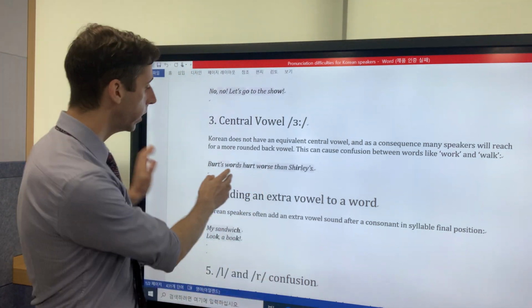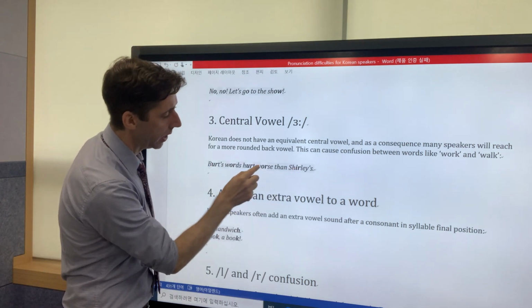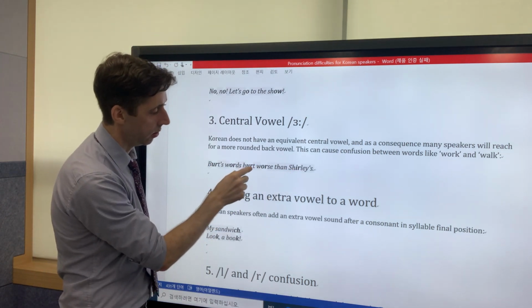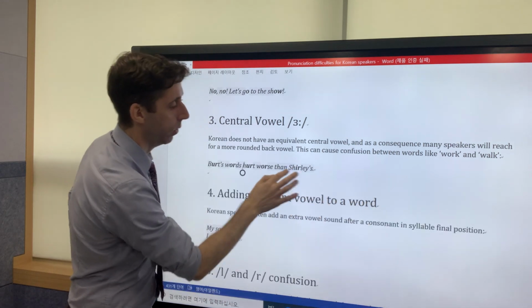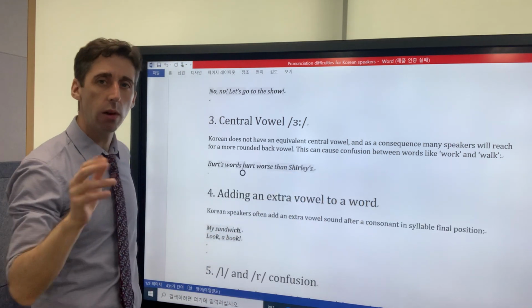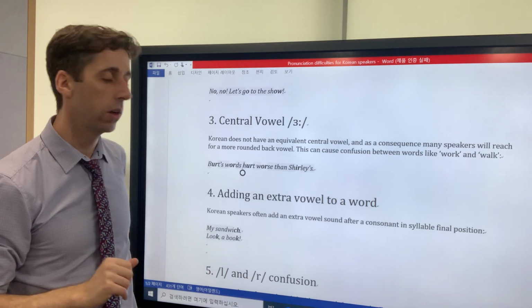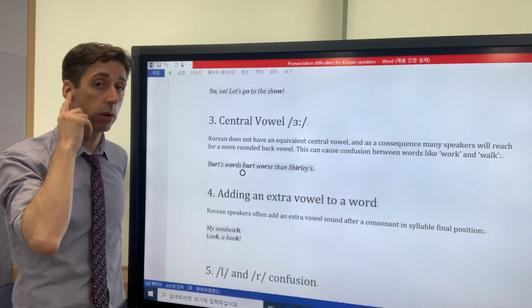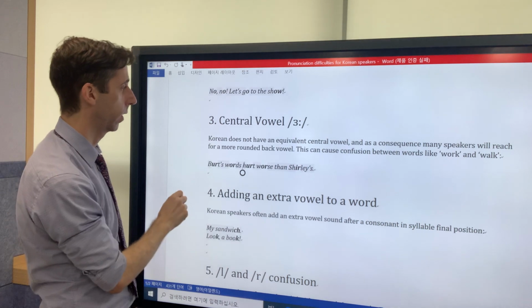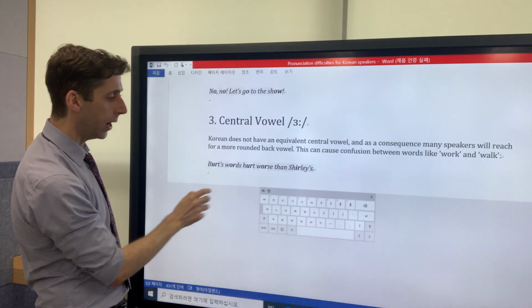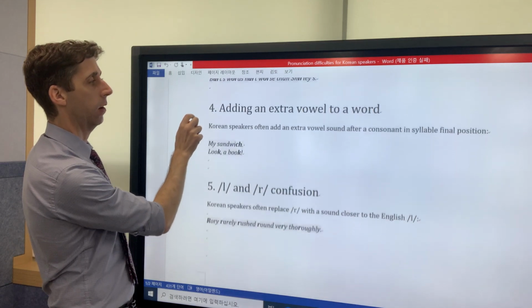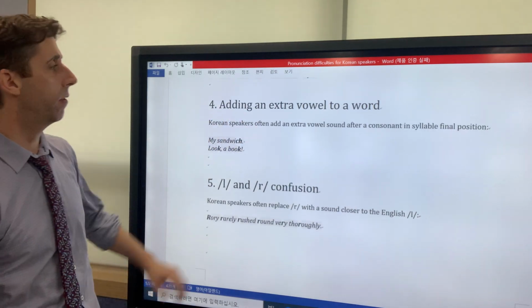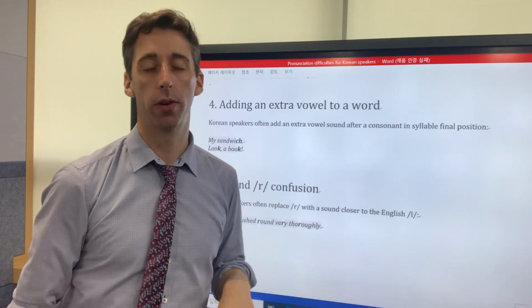All right? And you can see that even though the spelling changes here, you are, or, and I are, excuse me, when the spelling changes, the sound doesn't change. Okay? So it's about the sound. It's about the sound, not the spelling. Okay, let's try the next one, number 4. All right. Adding an extra vowel to a word.